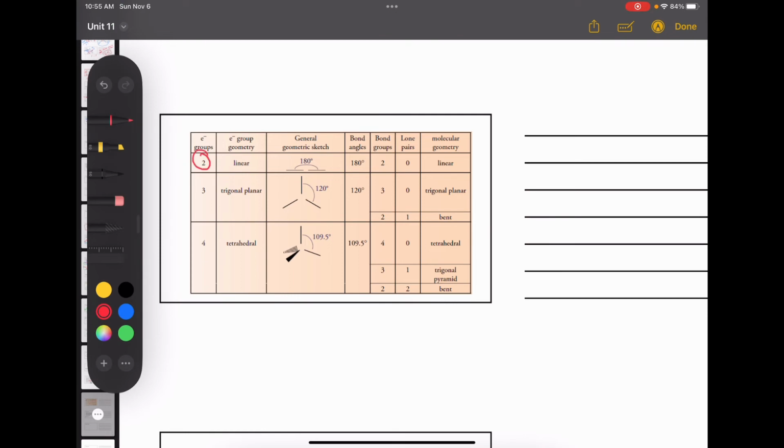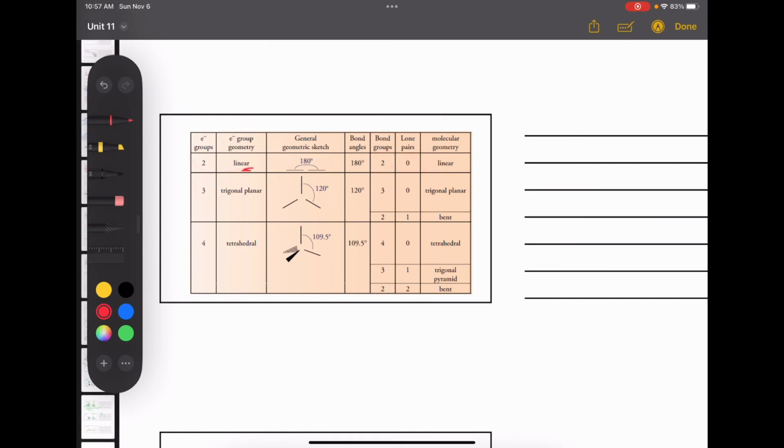If you have 2 electron groups, it is going to be linear. The angle is going to be 180. So you count all the electron groups around the central atom. 2 bonding pairs, and 0 lone pairs. The molecular geometry will also be called linear. Essentially, it doesn't matter whether it is group geometry or molecular geometry, it will always have a linear shape.